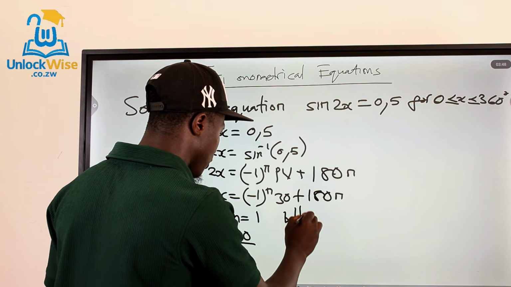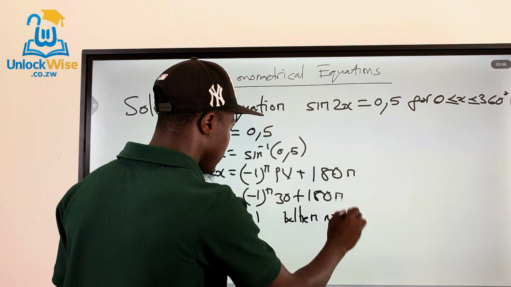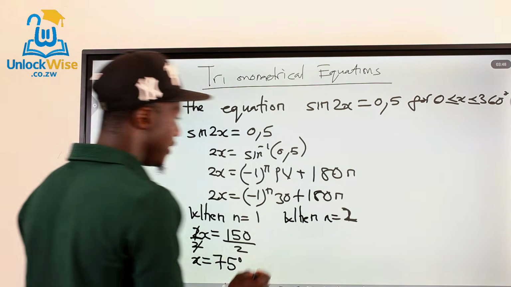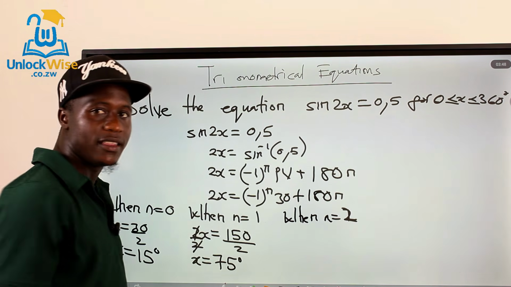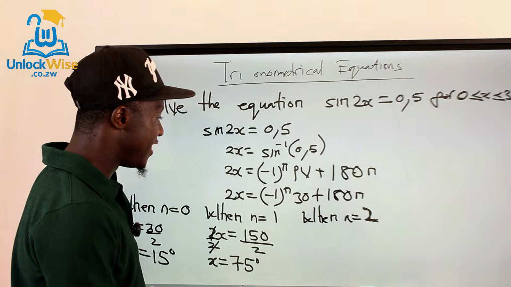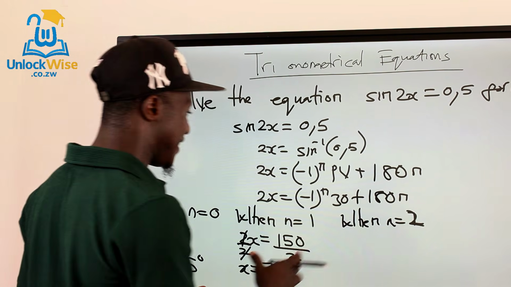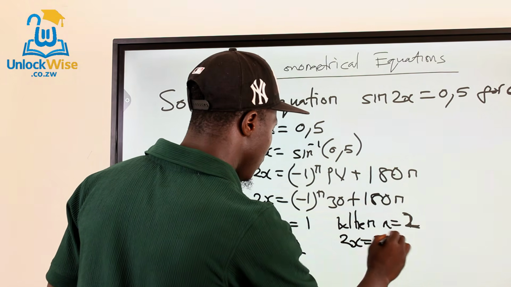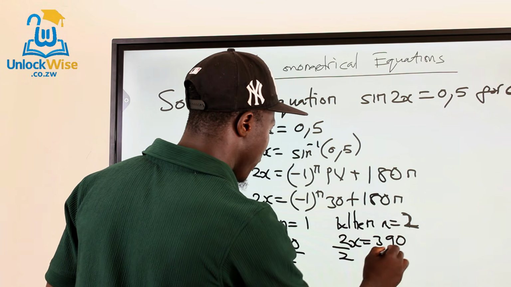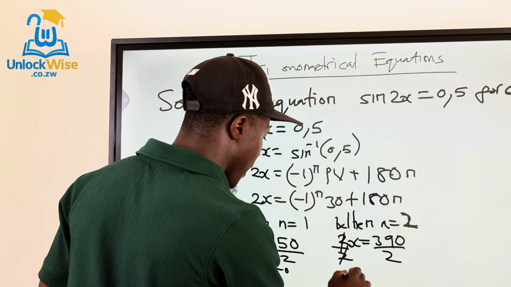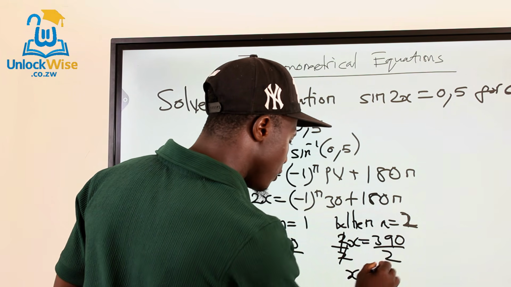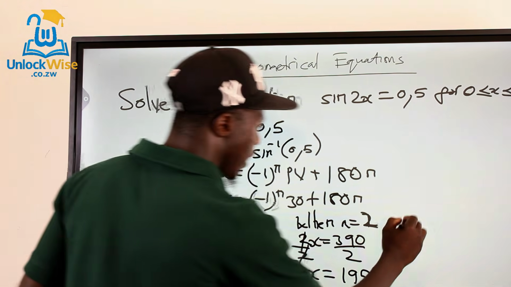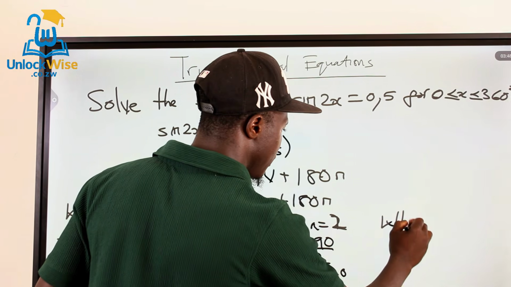What about when n is equal to 2? We say 180 times 2, that's 360. 360 plus 30 is equal to 390. So 2x is equal to 390. We divide by 2, x will be equal to 195 degrees.